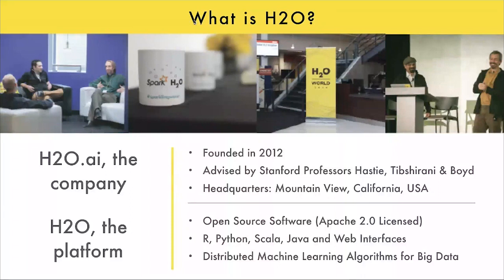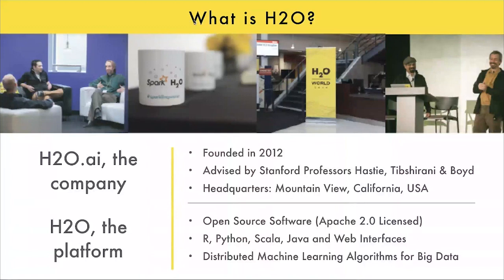So that's about H2O, the company. And then H2O, the platform, like I said, is open source, Apache 2.0 licensed, which is one of the more liberal open source licenses. That means you can basically use it however you want. You can build on top of it, and there are really no restrictions. The core of the platform is written in Java, but we have APIs in R, Python, Scala, and also a web interface that requires no coding whatsoever.